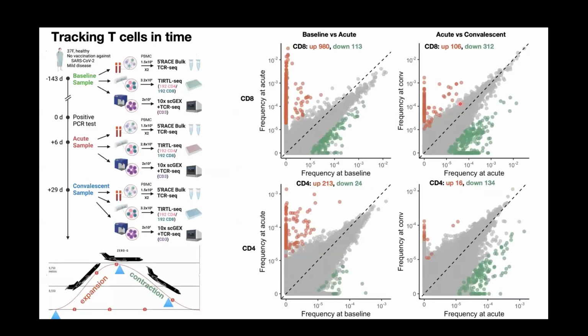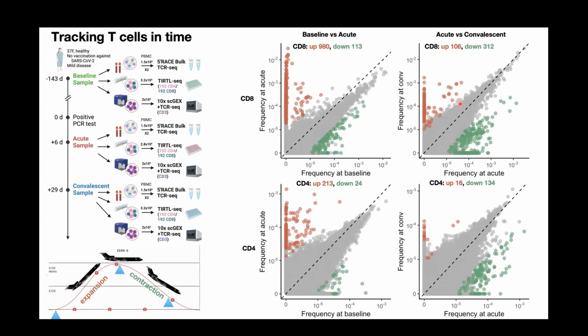So this is nice, right, to have pairing, but the question is, how quantitative is it? And could you really use it to track the TCR repertoire in time, right? Because we sample a lot of cells to identify clone sizes precisely, right?